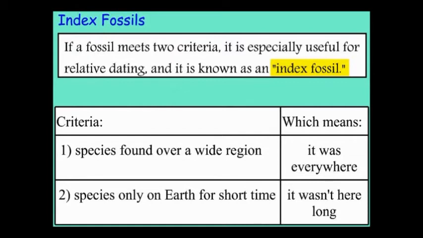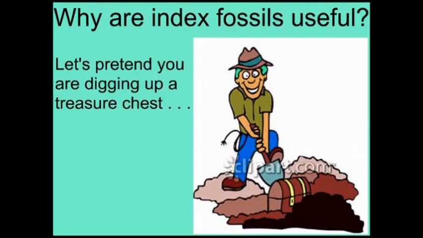And those criteria are, it has to be a species that's found over a wide region, which means that it's an animal or a plant that was everywhere. And second, it has to be a species that's only on Earth for a short period of time. So why are these useful?